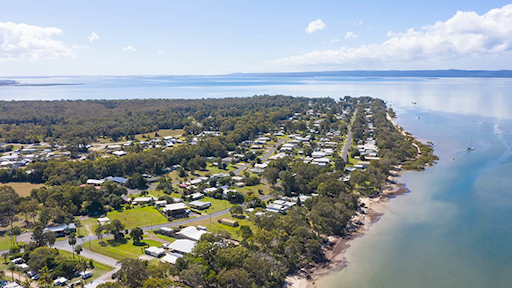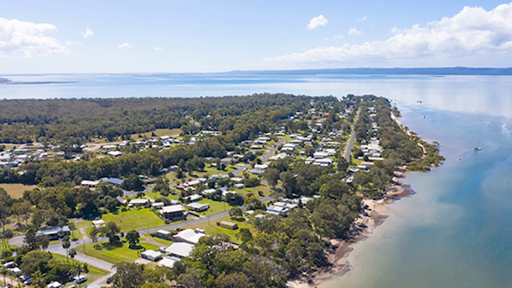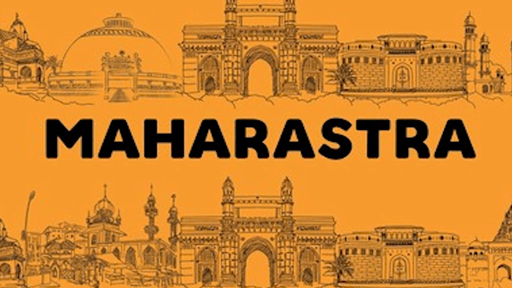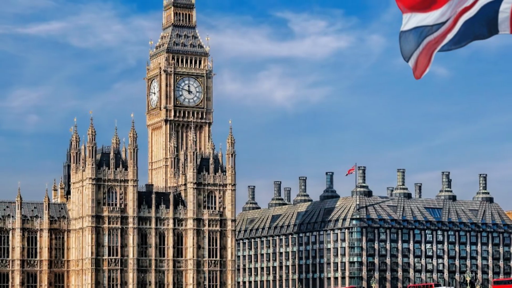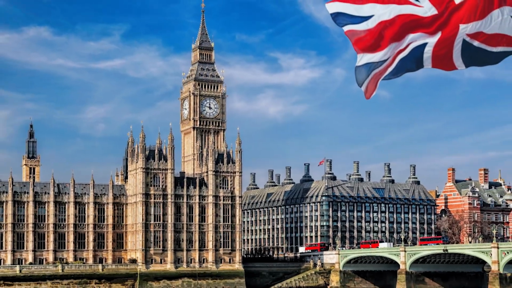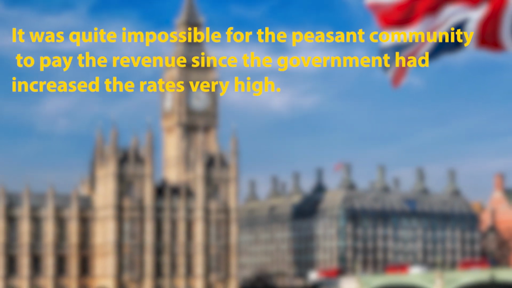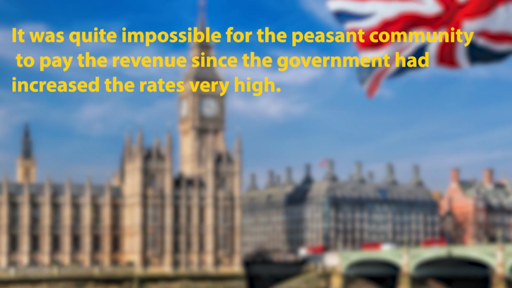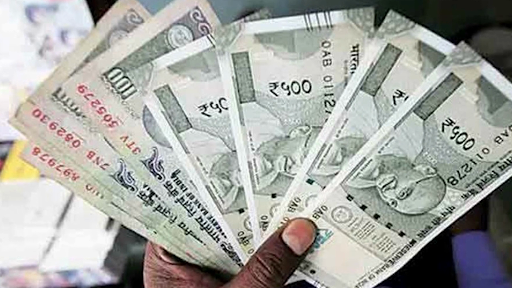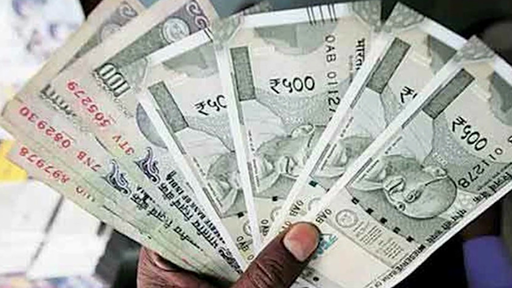Agrarian unrest in Pune and Ahmednagar districts of Maharashtra: major agrarian unrest was seen in 1875. The British government directed the settlement of revenue with the peasants. It was quite impossible for the peasant community to pay the revenue since the government had increased the rates very high. They borrowed money from the money lenders who charged high interest rates.